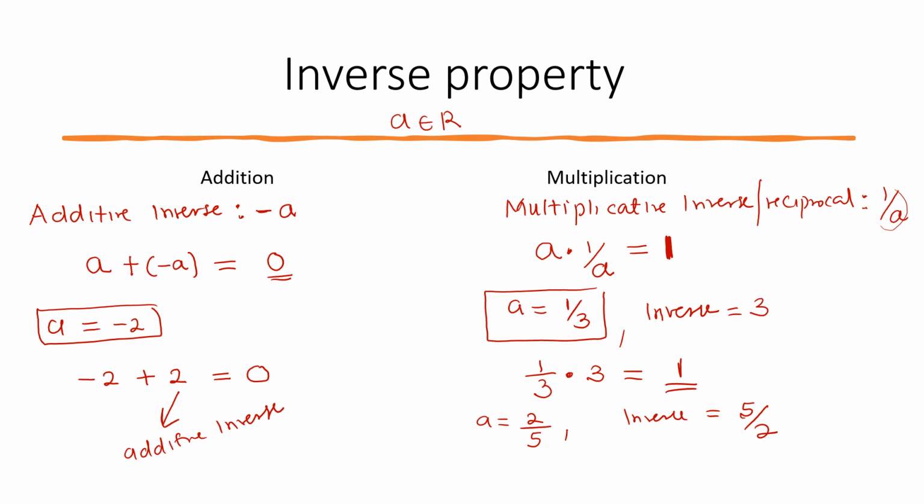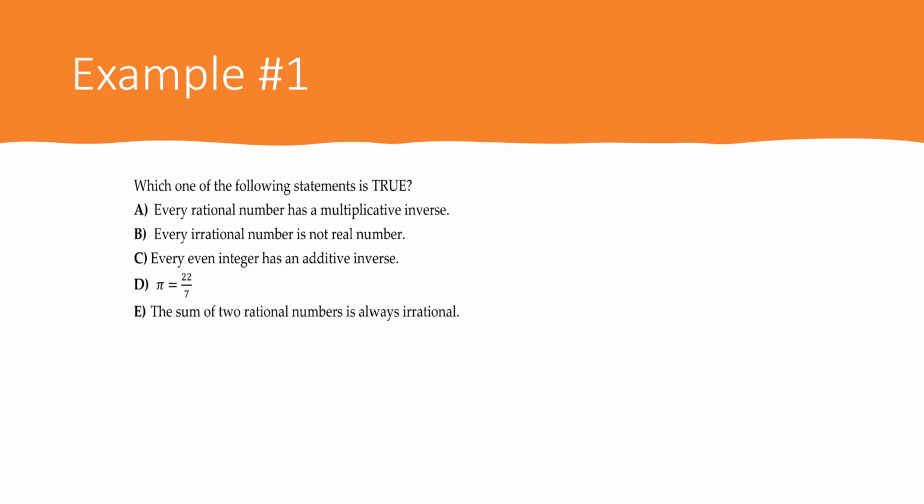So now let's see some examples. Here we have a few questions. Which one of the following statements is true? Here it's saying that every rational number has a multiplicative inverse. Is this true? This is not true, this is false. Because remember, 0 is rational, right? But 0 does not have a multiplicative inverse. So this is false.